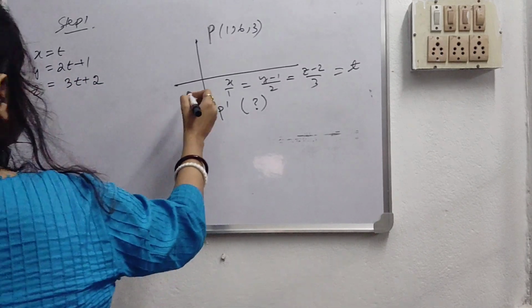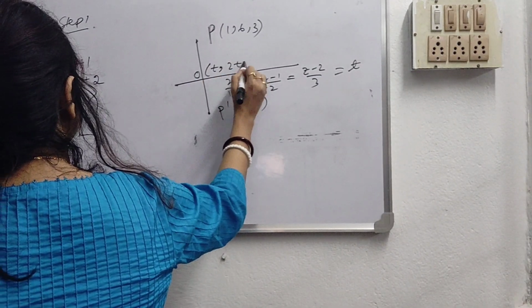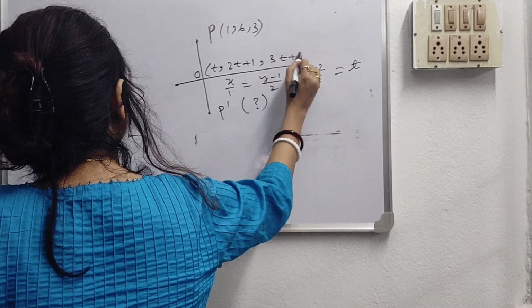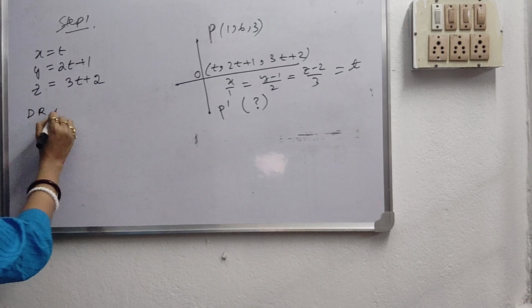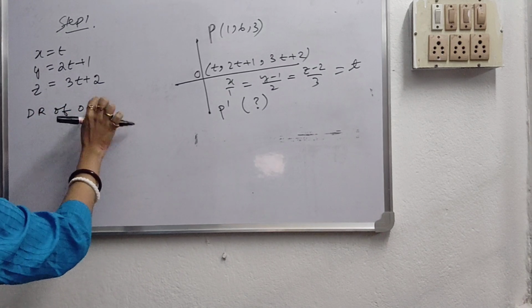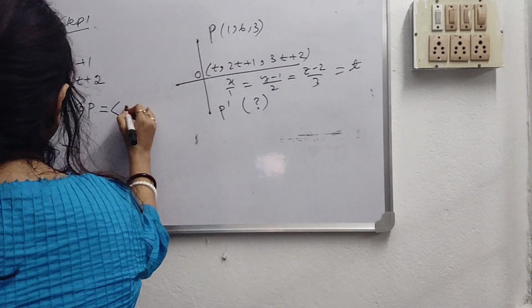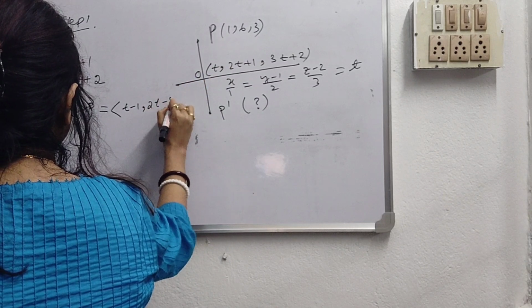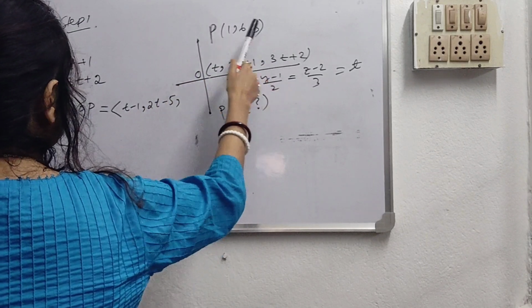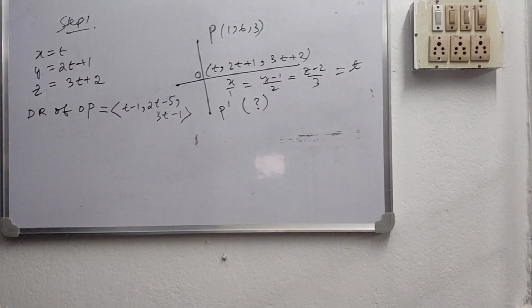So let's take the point Q. The Q is (t, 2t + 1, 3t + 2). So what is the direction ratio of QP? (t - 1), (2t + 1 - 6), (3t + 2 - 3). These are the direction ratios of the line QP.